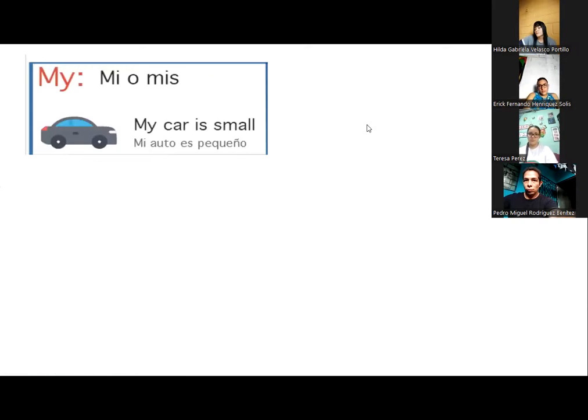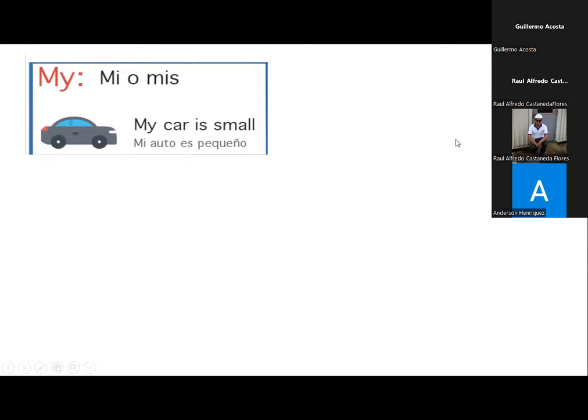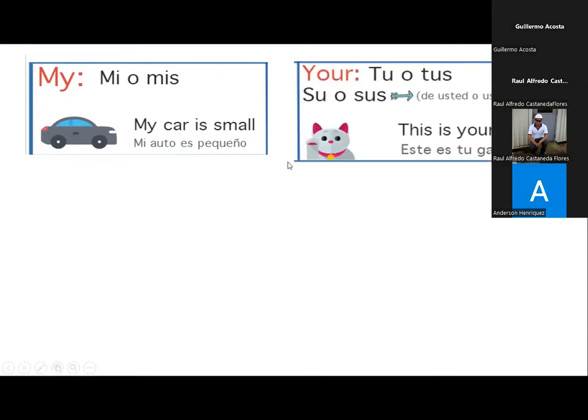More examples, you will see more examples. A ver, ¿quién le gustaría leer el ejemplo? Who would like to read the example, please? Rafael? My car is small. Okay, the next example.